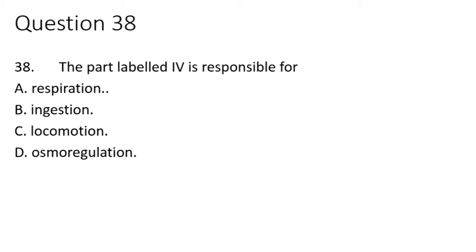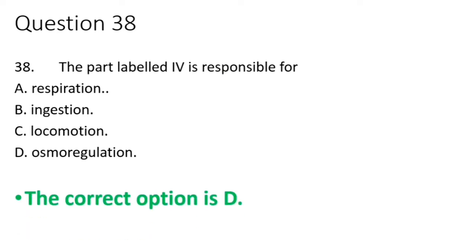A, respiration; B, ingestion; C, locomotion; D, osmoregulation. If you look at the part labeled 4, it is the anterior posterior vacuum. That one is for osmoregulation. It uses cilia for movement. Ingestion is by the oral route. Respiration is by diffusion. So it is the contractile vacuole labeled 4 that brings about osmoregulation, maintaining water and salt balance in the body.